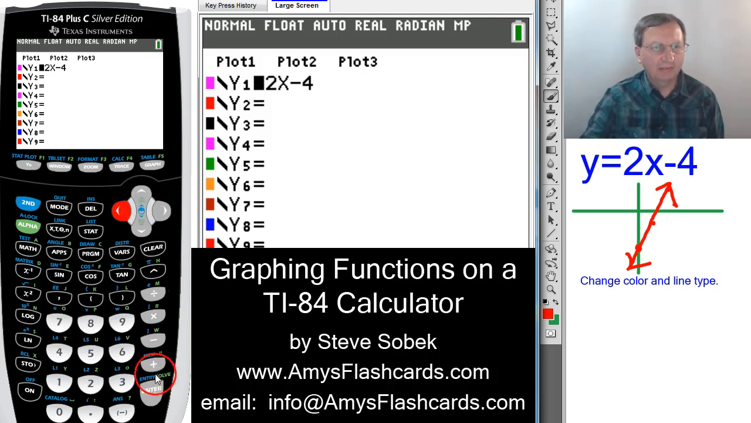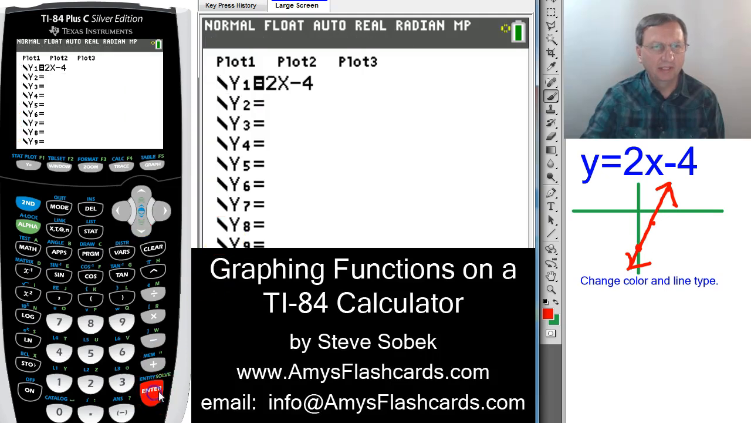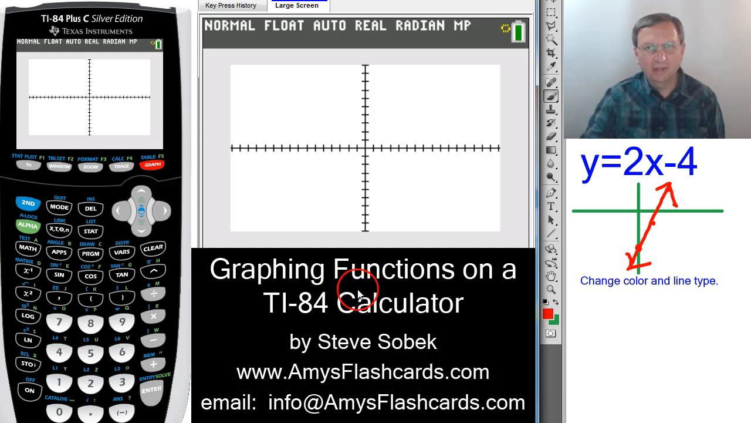So let me reactivate that, highlight that, hit enter, and let me go back into the color and restore that to the blue color. Oops, there we go. And hit the down arrow key to highlight the OK button. And then back to the start. And this is how we saw it at the beginning.